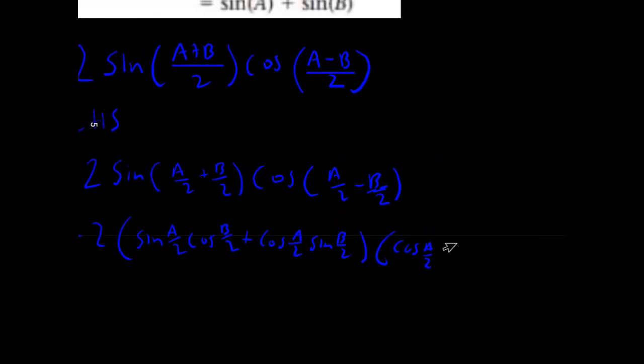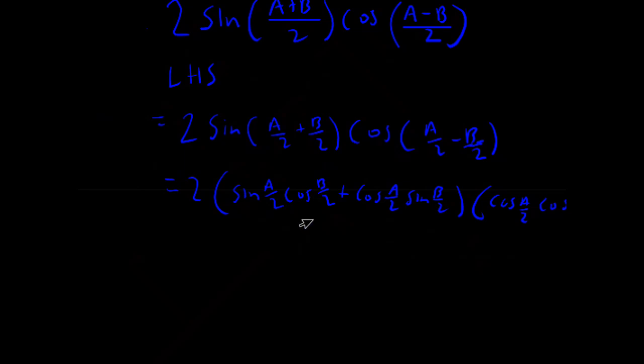So let's just do this. Cos A over 2, and then we're going to have cos B over 2. Then we're going to say minus. Let me just write it over there. Matter of fact, let me just rewrite this.